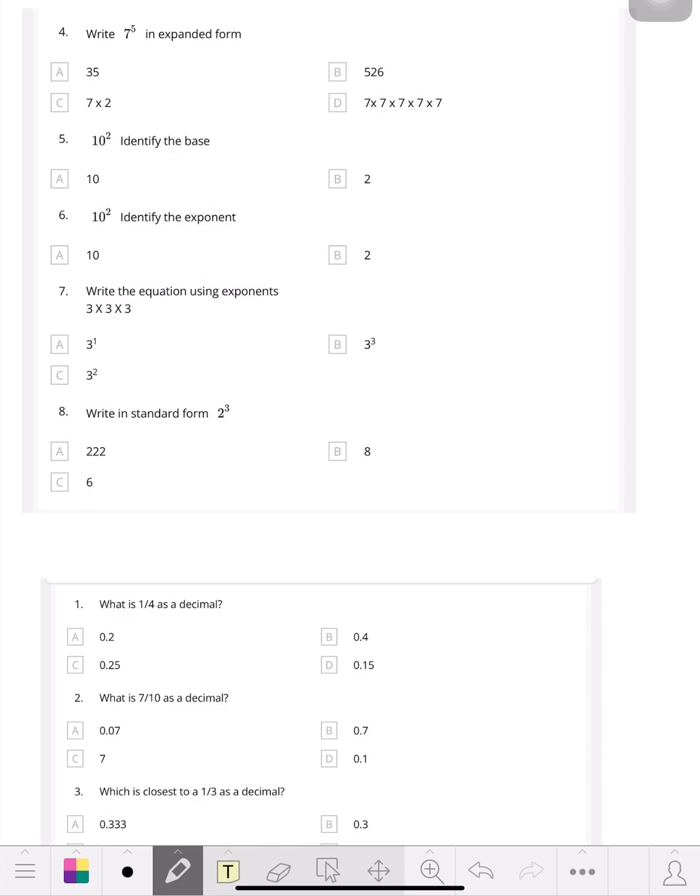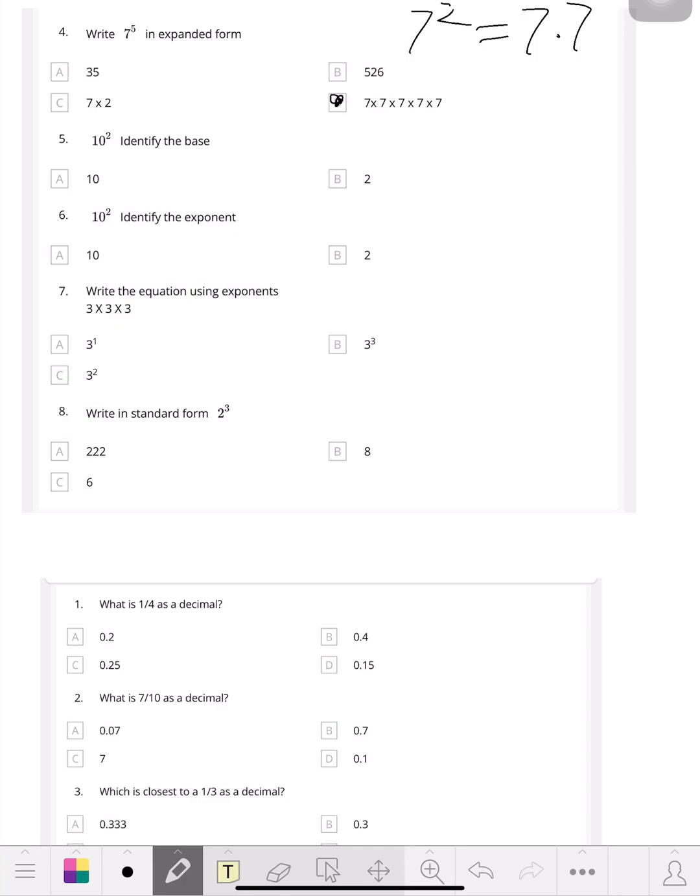This question says, write 7 to the 5th in expanded form. You might be thinking, well, 7 to the 5th, what does that mean? But if you start thinking, what's 7 squared? If I write 7 squared, that really equals 7 times 7. So 7 to the 5th is going to be 7 times 7 times 7 times 7 times 7. And hey, it's right here. Expanded form. We blew it out. That's what it means.